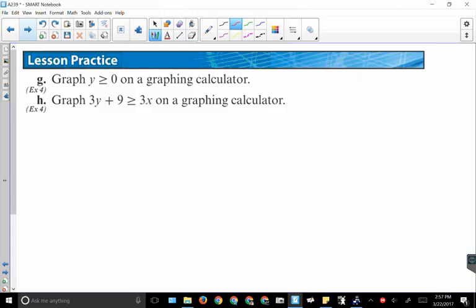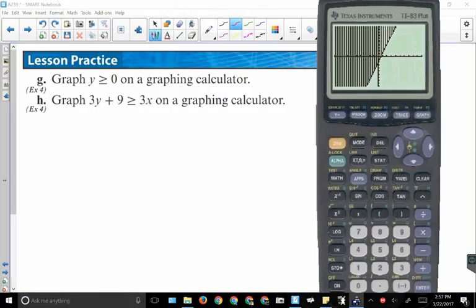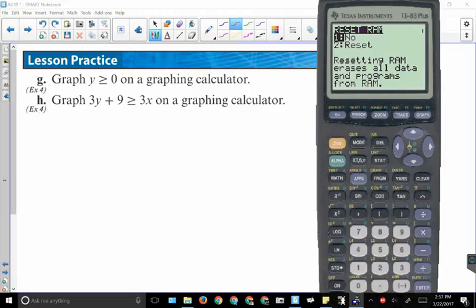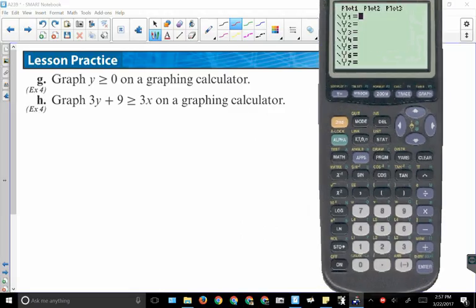Alrighty, here I go. Now, I said I had wanted these both on the graphing calculator this time. So, reset this one. Plus 712, so it's reset. So first one, y greater than or equal to 0. So I want it shaded above. Okay, so I got that one.